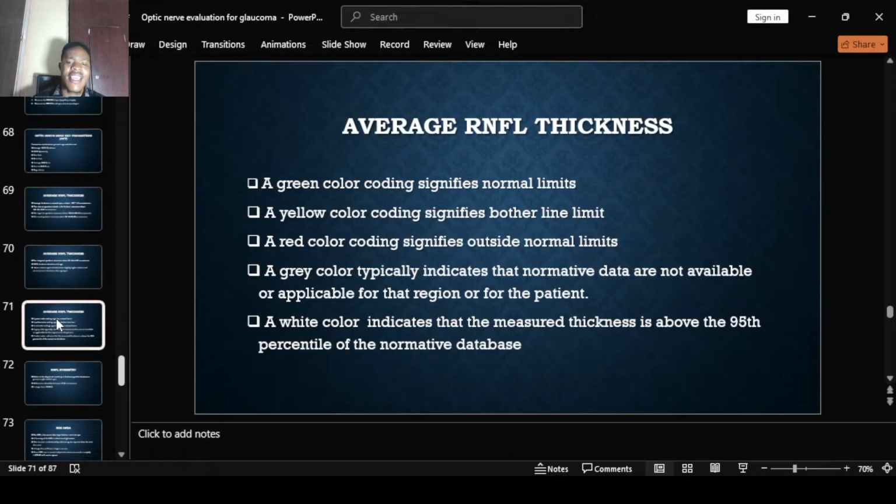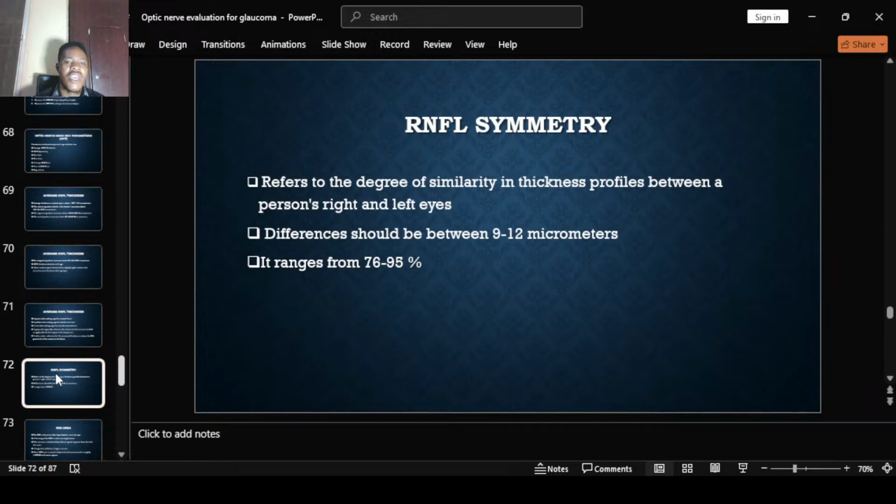While a white color indicates that the measured thickness is above the 95th percentile of the normative data. For instance, if you have a case of edema, you might likely see a white color coding. A white color coding does not utterly mean that it is wrong or the data is bad. It just shows that this is healthy, or probably there is a swelling or an increased thickness in that area. So whenever we see a white color coding, two things come to mind: an increased thickness or normal data.